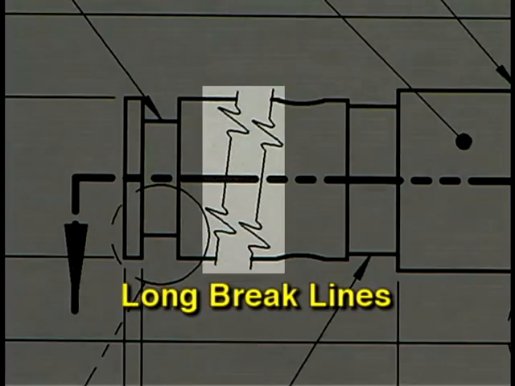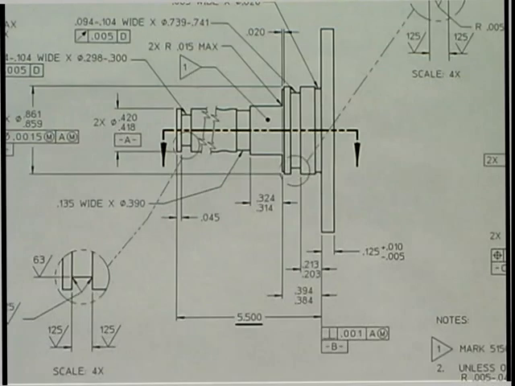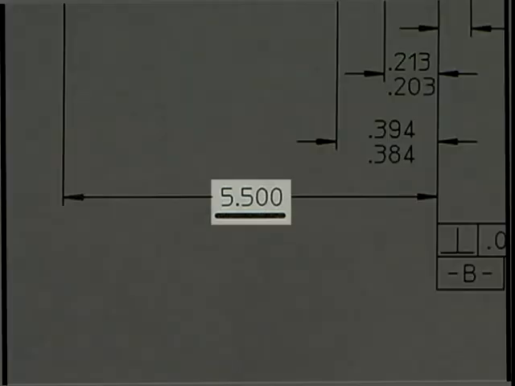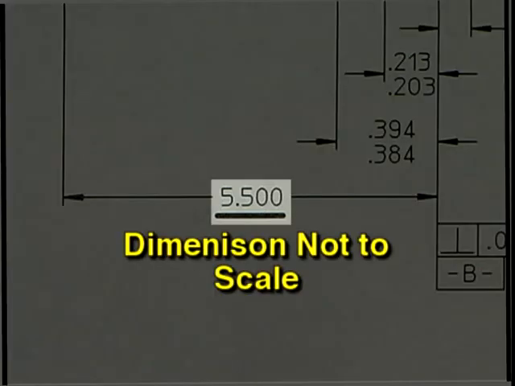These are long break lines. They are thin lines, and their shape indicates that there is more to this feature than is shown in the drawing. The additional part of the feature is not drawn to conserve space on the print. The dimension of a feature using a long break line is always underlined. This means that the feature is not drawn to scale with the rest of the drawing.